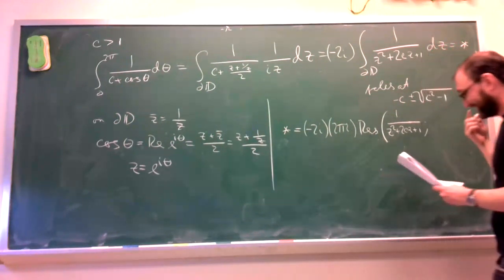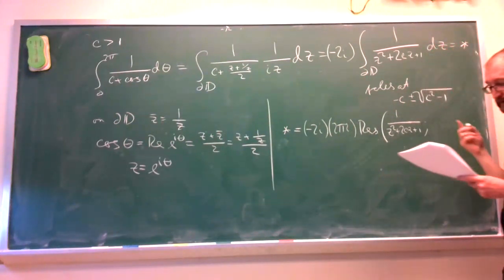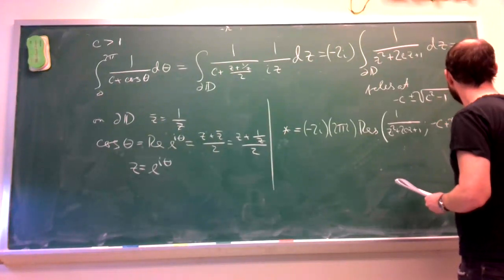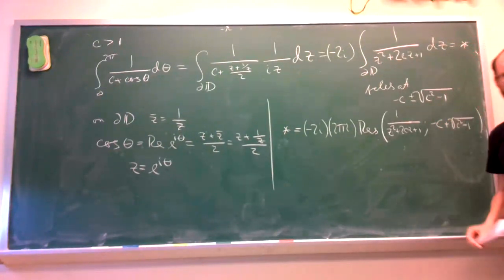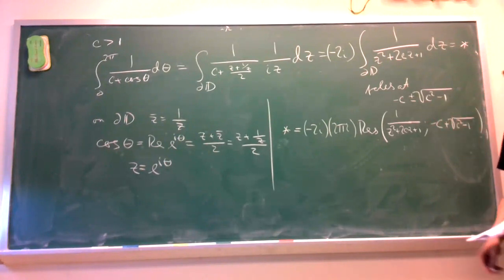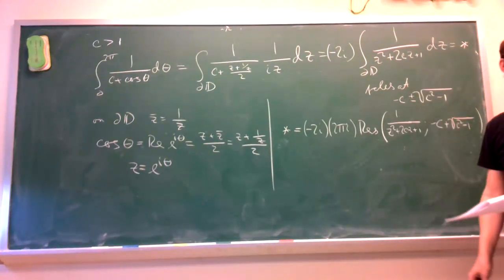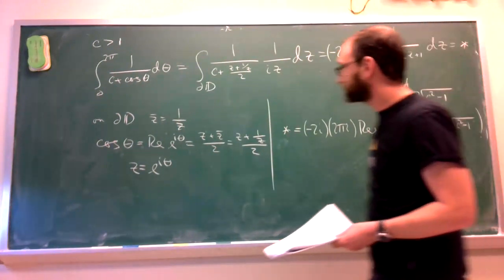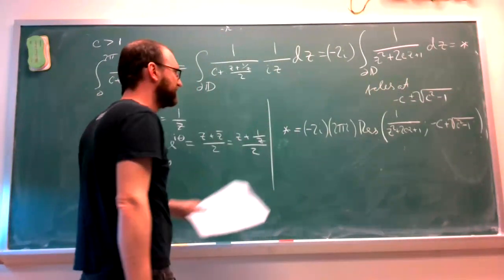And the one that's inside the unit circle, and that's the one with the plus sign. So minus c plus. I'm leaving some of these details for you to check, to figure out where these guys are. Figure out one of them is inside the unit circle, one of them is outside. And all right, so we have this.